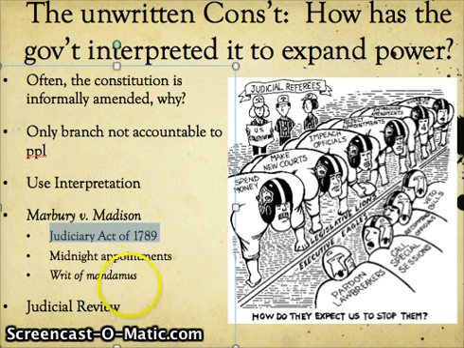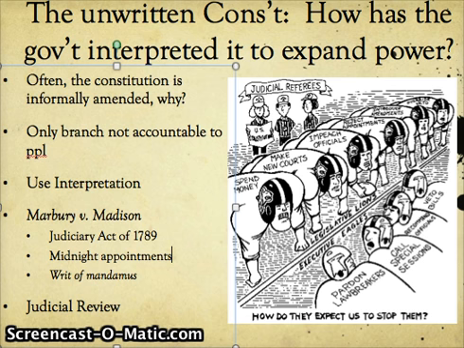In the Judiciary Act of 1789, there is a clause called writ of mandamus. Writ of mandamus is a court order by a judge forcing a government official to carry out their duty. All right, so writ of mandamus is a part of the Judiciary Act that tells judges they have to force a government official to do their job, which leads us to the midnight appointments.